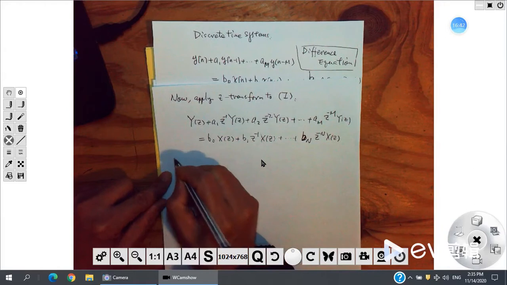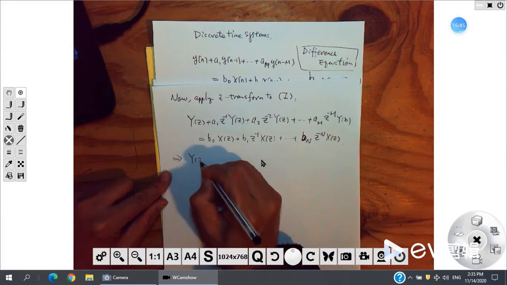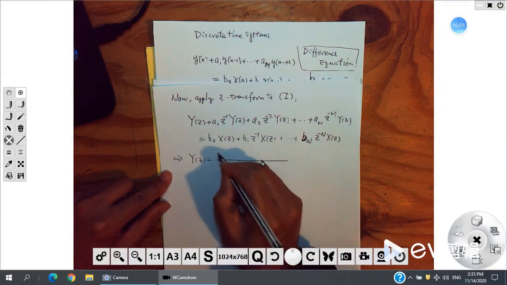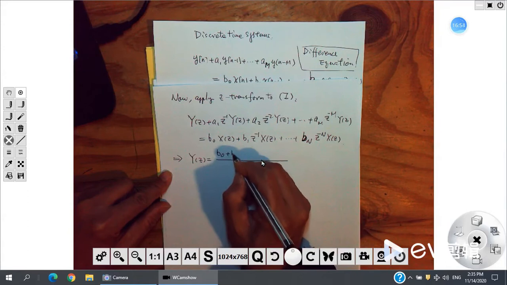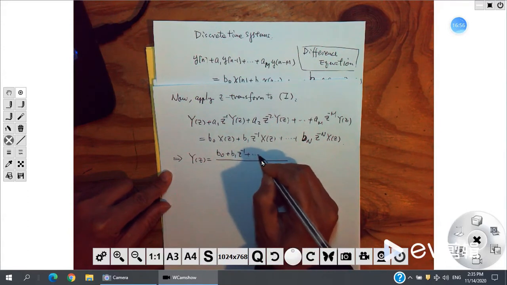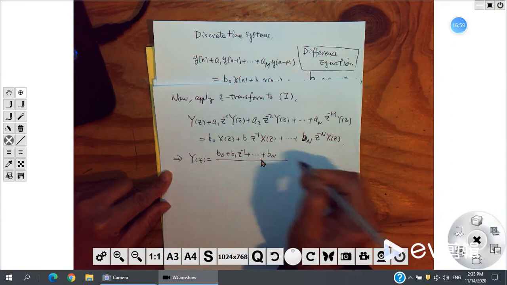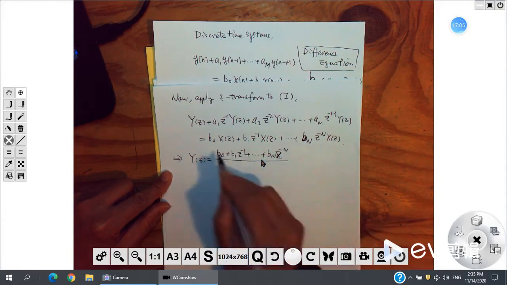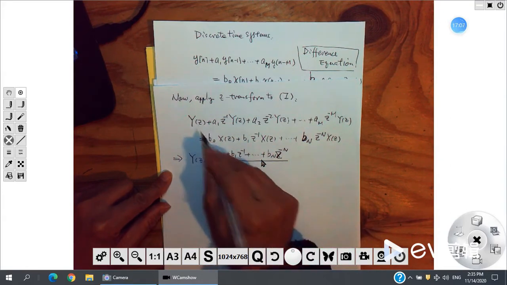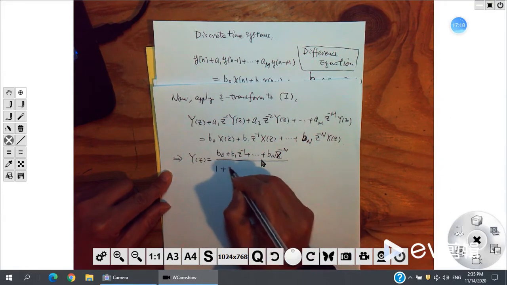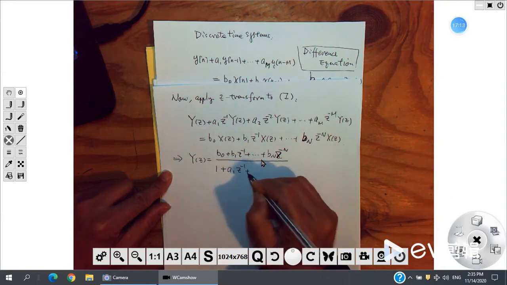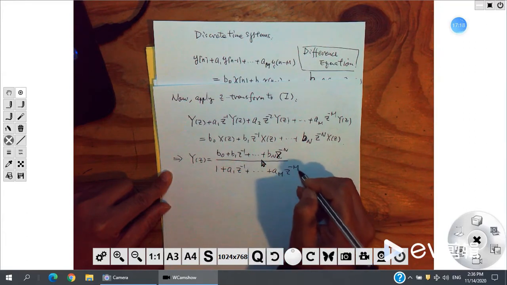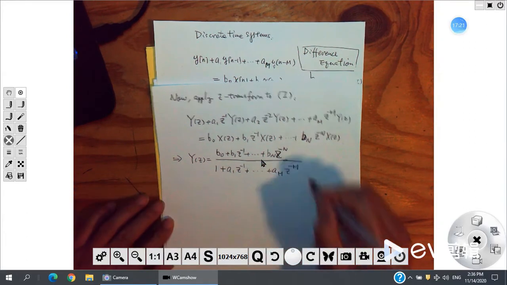Okay, so we have y of z equal to the numerator, which will be b0 plus b1 z to negative 1 plus until bn z to negative n, and the denominator will be 1 plus a1 z to negative 1 plus until plus a m z to negative m. Now we have this, then times X of z.